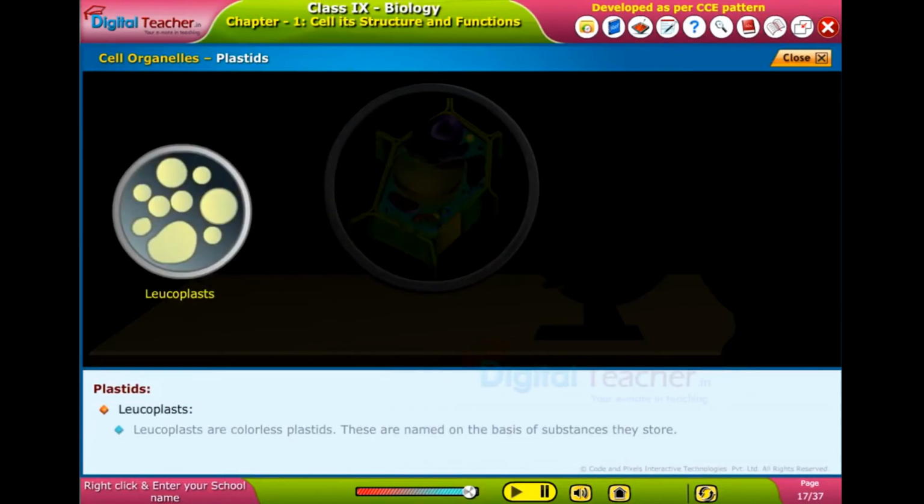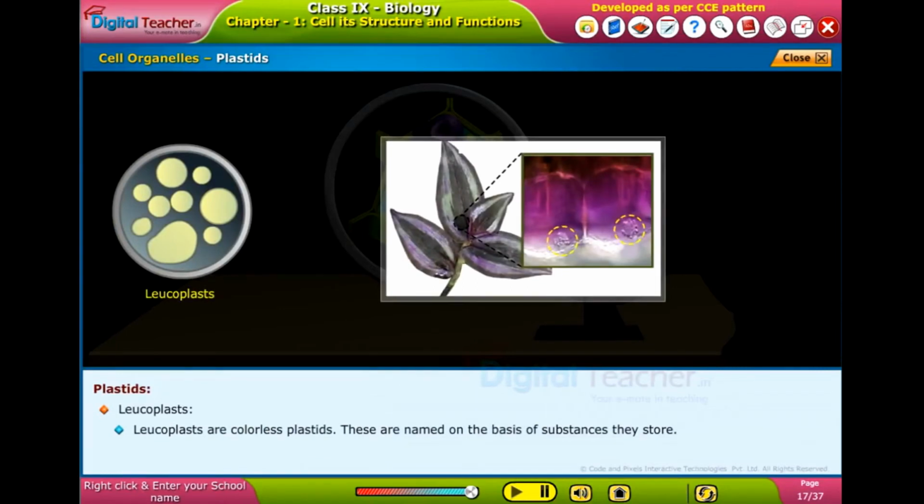Leucoplasts. Leucoplasts are colorless plastids. These are named on the basis of substances they store. They store starch, oils, and protein granules.